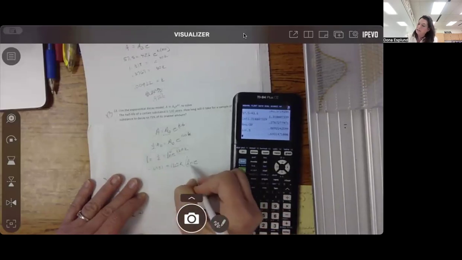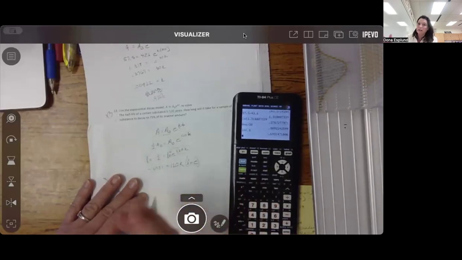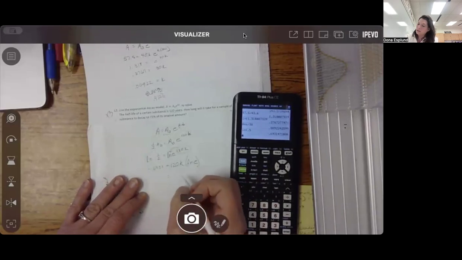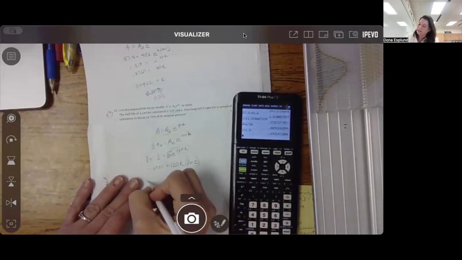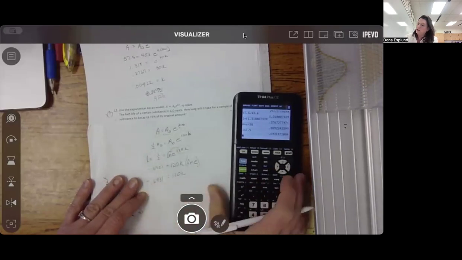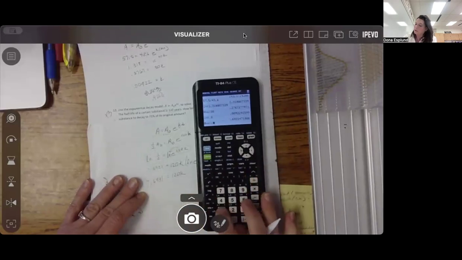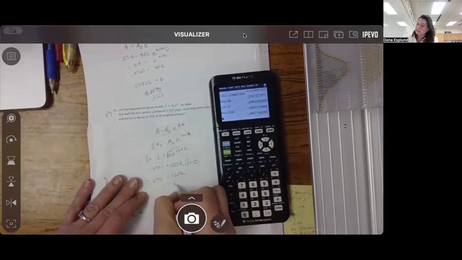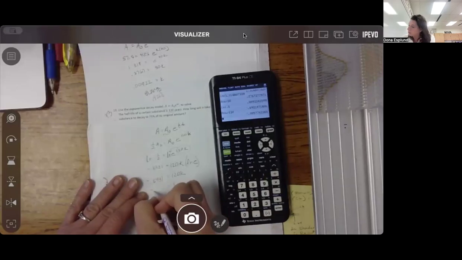And the ln of e then just changes to what again? 1. Yep. So then I have negative 0.6931 is equal to 120k. That means I need to divide this by 120 to find my k. So k then is going to equal negative 0.00577.